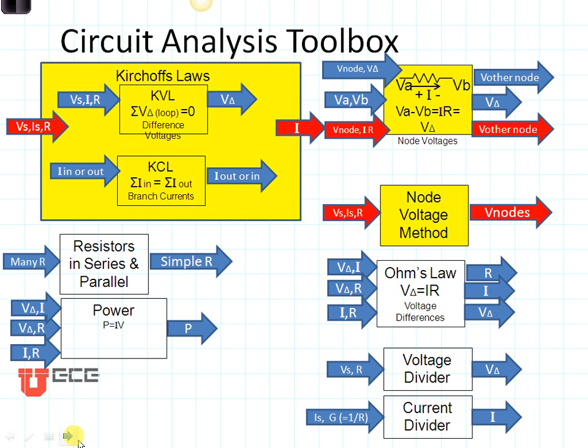So what we have now is a circuit analysis toolbox. Before we had node voltage, we would use Kirchhoff's law, start with our sources and resistance, and find the branch currents. Then we would take the branch currents and one node in order to find the node voltages, or the voltages at any other node. Now we have the node voltage method, and what we do is we bring in our sources and our resistance, and we solve directly for the nodal voltages.